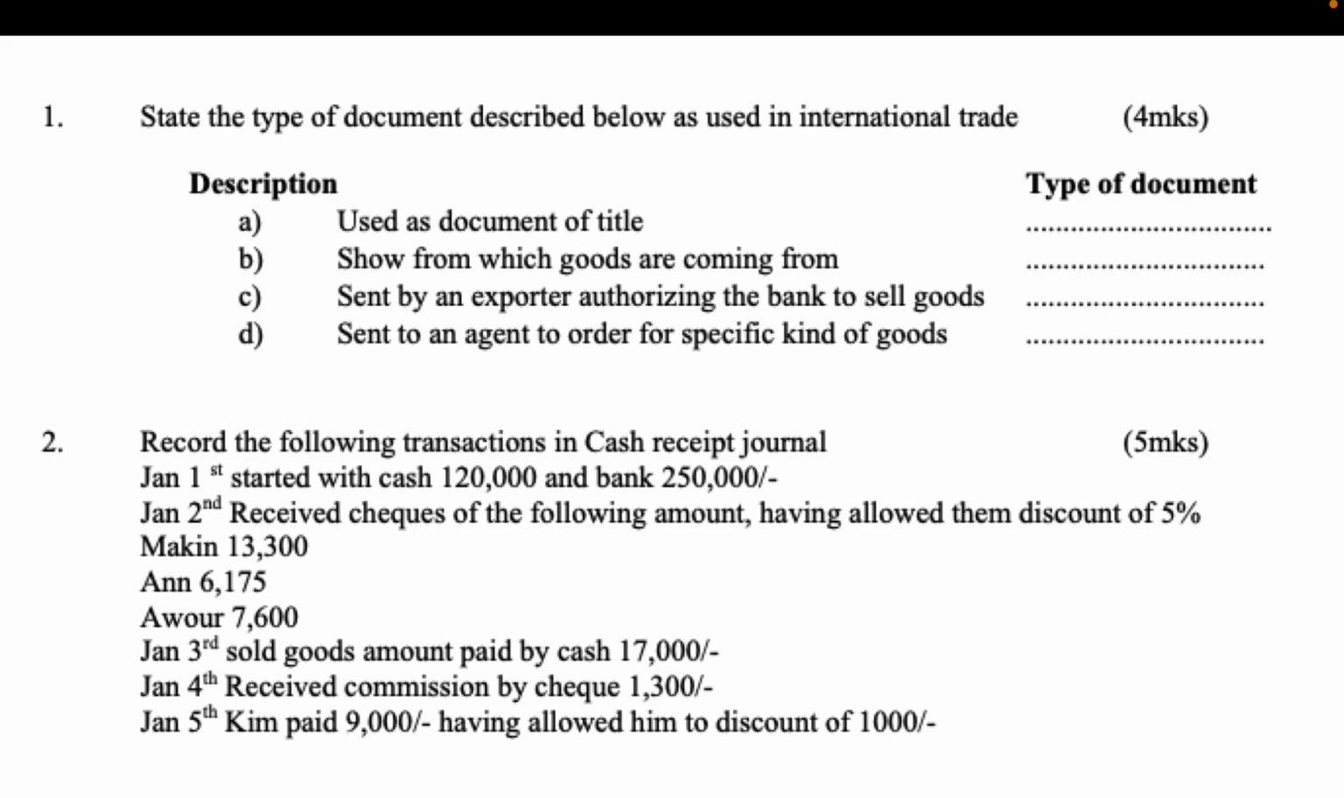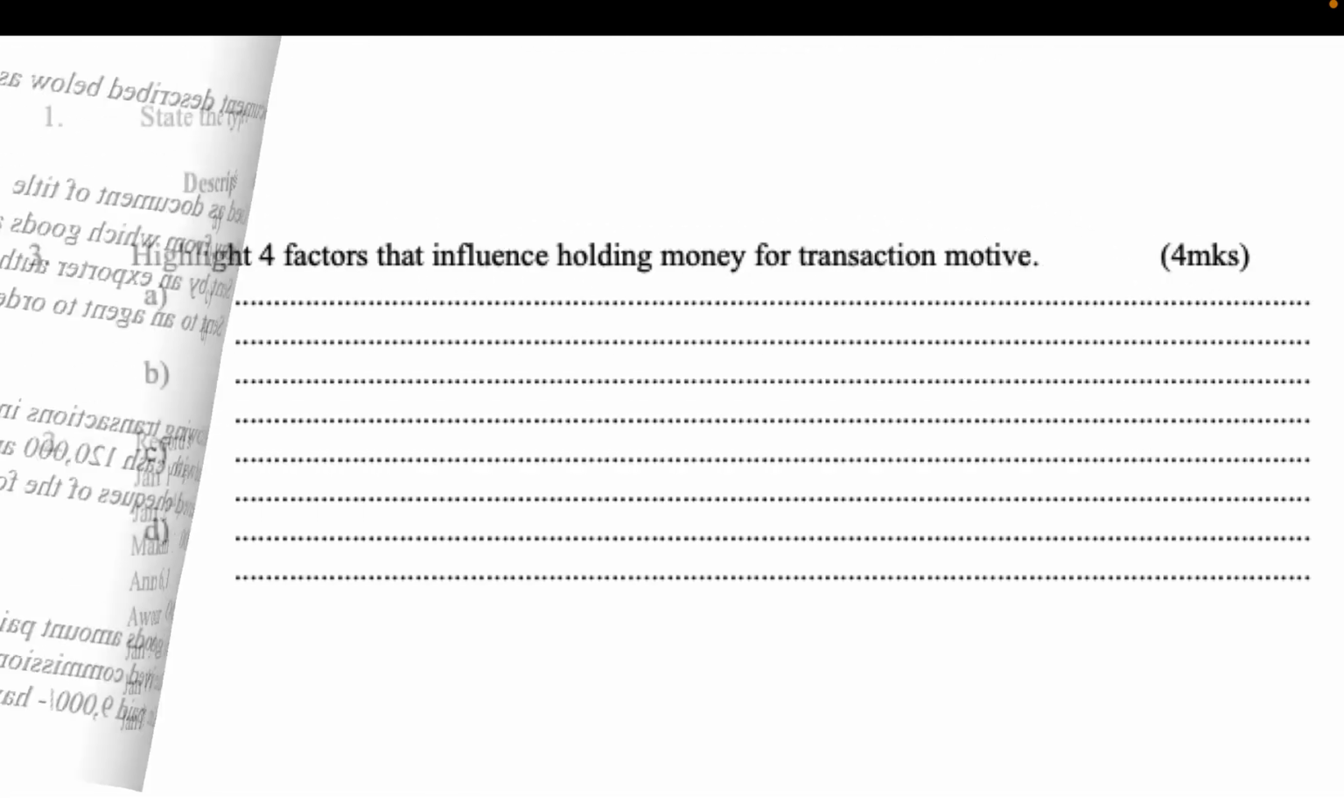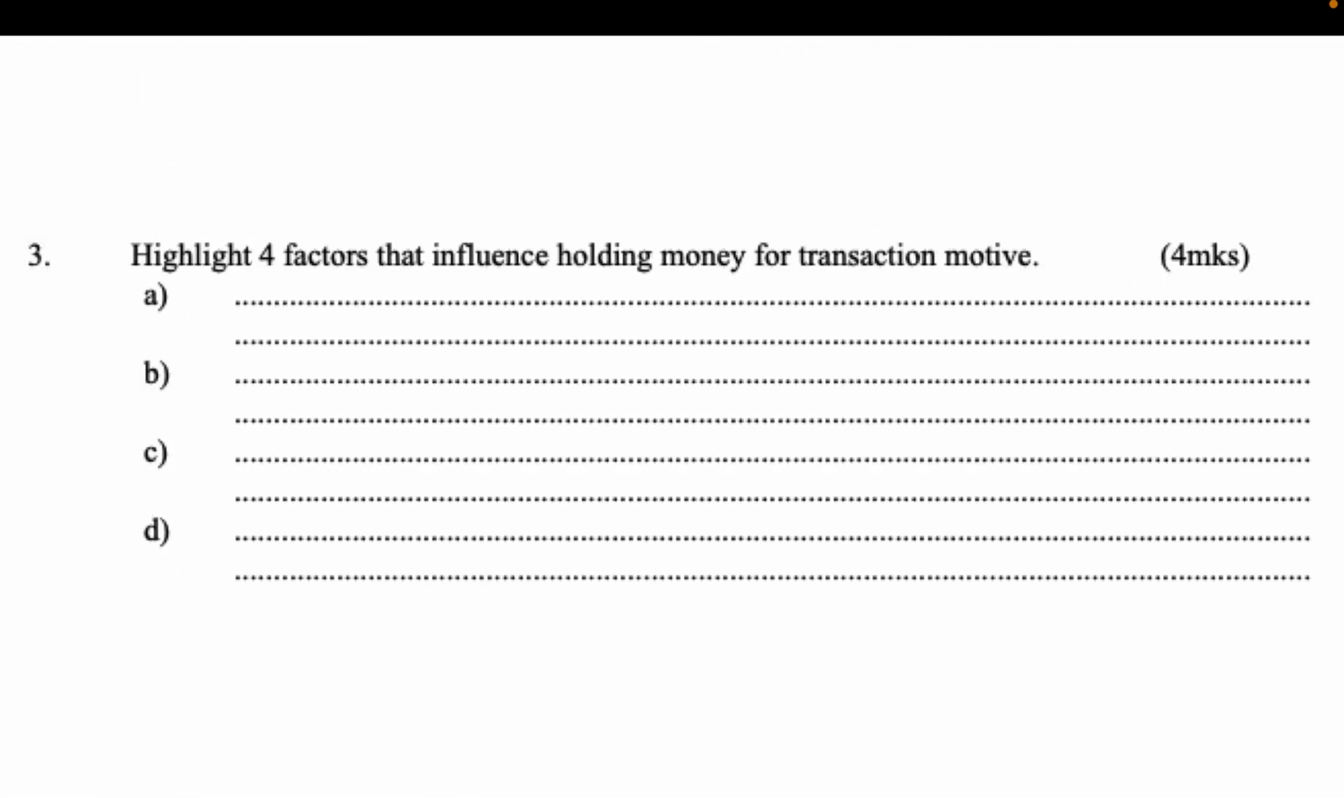January 4th, received commission by check 1,300. January 5th, Kim paid 9,000, having been allowed a discount of 1,000. 3. Highlight 4 factors that influence holding money for transaction motive.